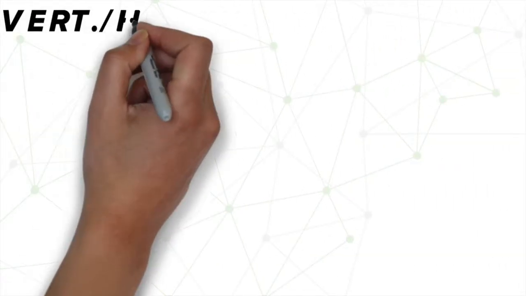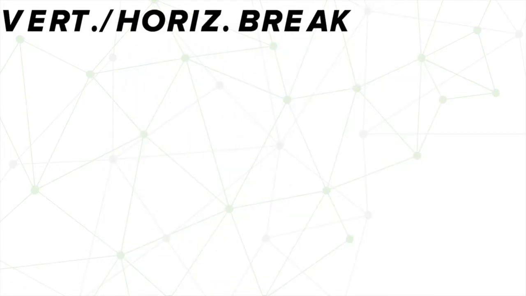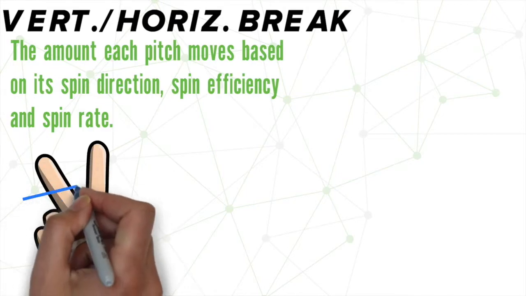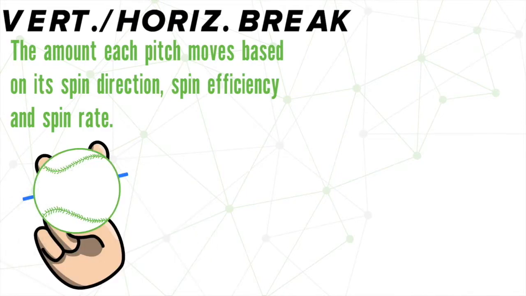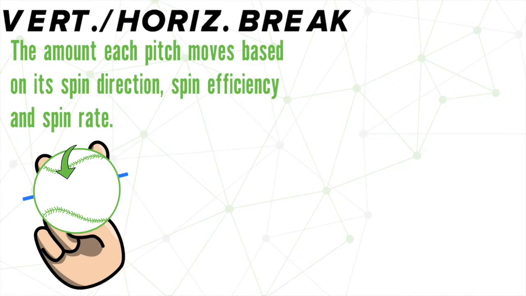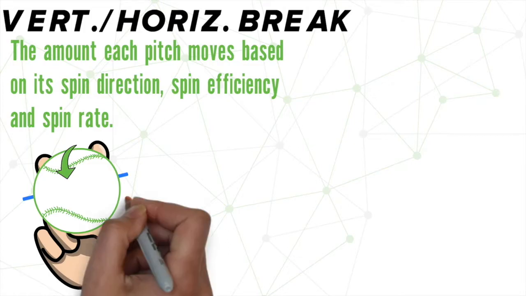In today's video, we are going to be covering vertical and horizontal break. This metric is defined as the amount each pitch moves based on its spin direction, spin efficiency, and spin rate. It's measured in inches. Pretty much what we're saying here is that this metric describes exactly how each pitch moves due to the effect that you put on the baseball.